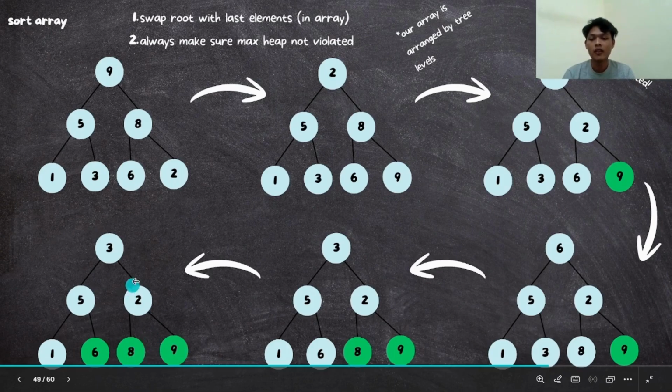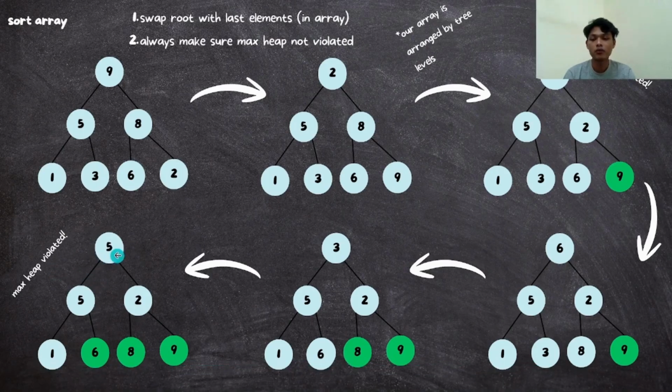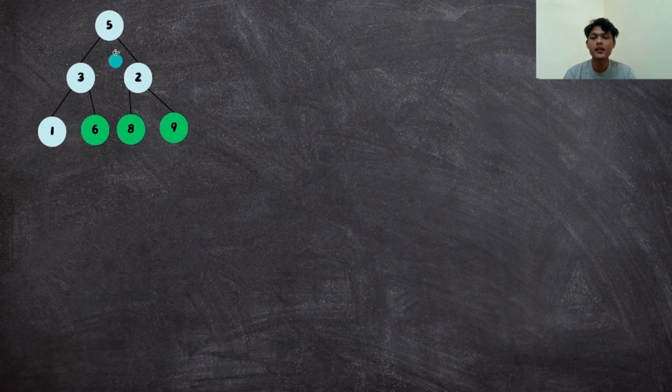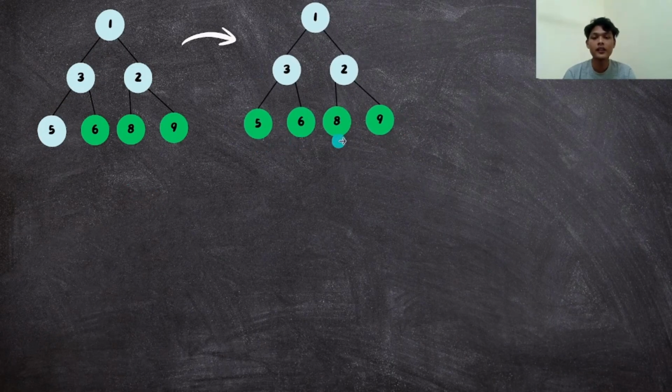However, the max heap has been violated here. So you swap the 3 with the 5 because 5 is the biggest children that 3 has. So you swap it, and then this is our new tree. It does not violate any max heap. You continue the process of swapping the root with the last element that has not been sorted, and then 5, 6, 8, and 9 have been successfully sorted.